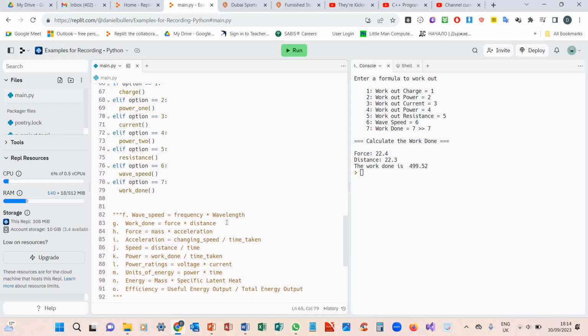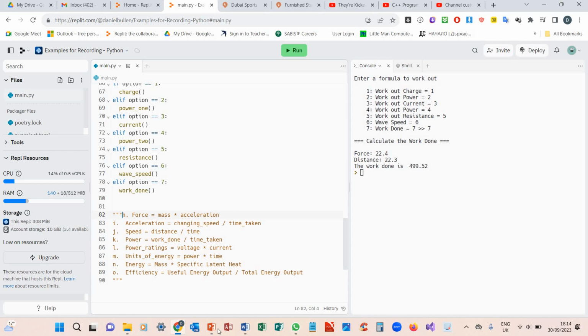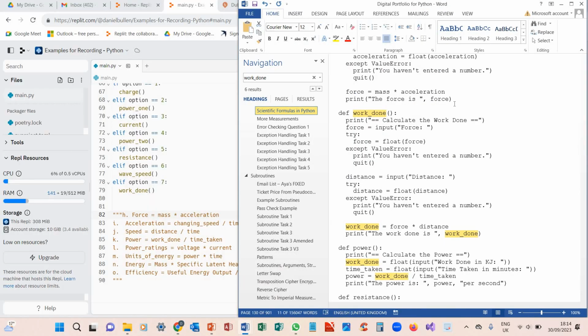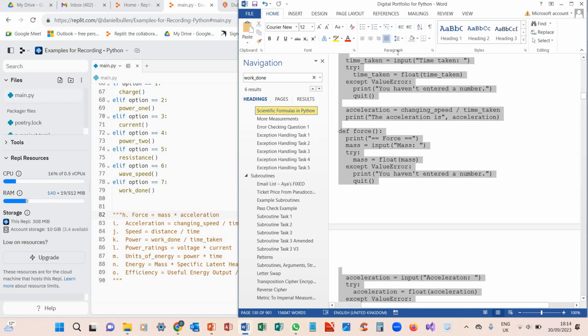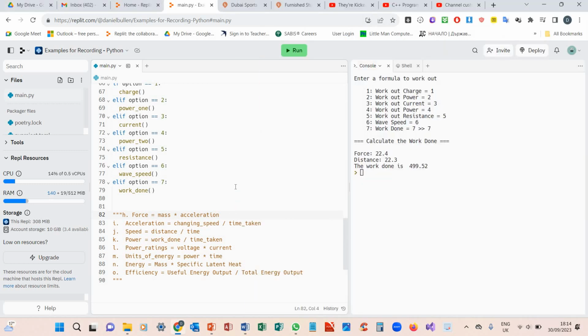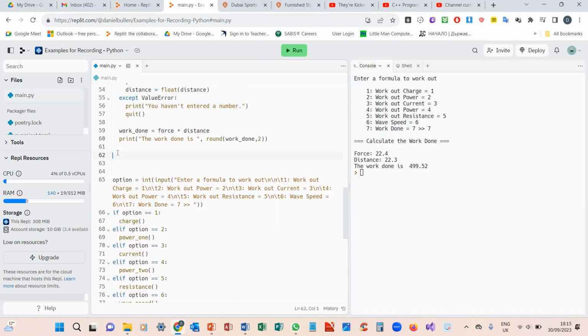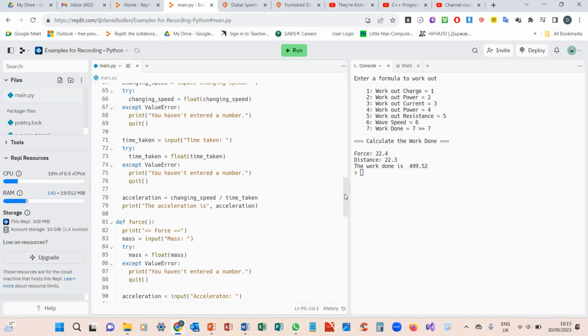So we have got a lot more to do there. So you can say we've done those 2. So we've got force is mass times acceleration. So there's loads more formulas here. So for force, we could do another. So we could do force and acceleration. So let's take those 2 subroutines, and you can bung that here. So we got force, we got acceleration.